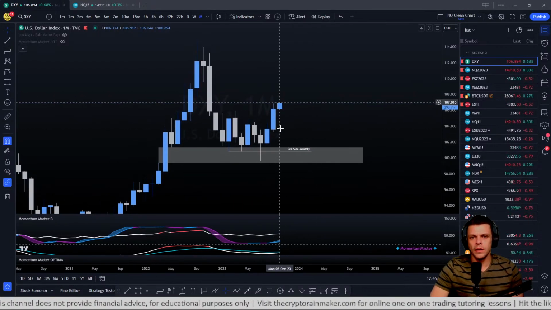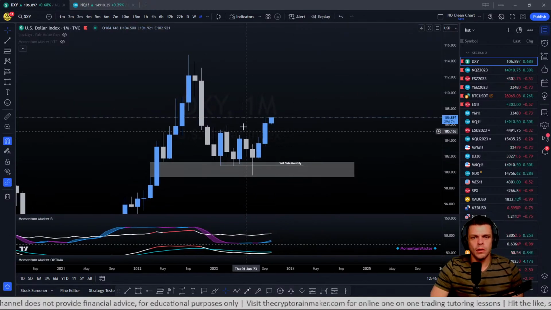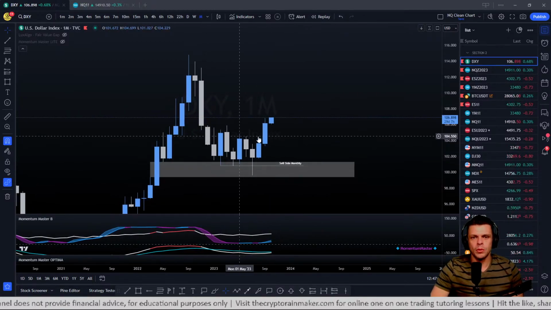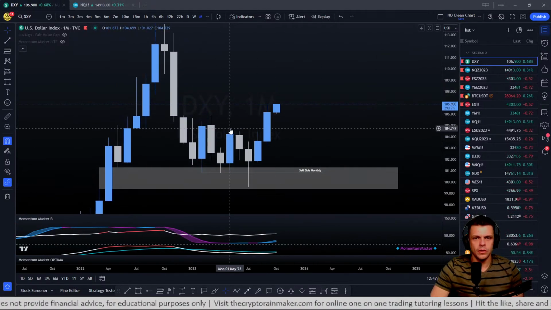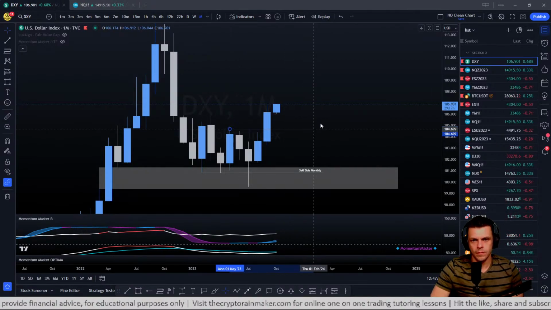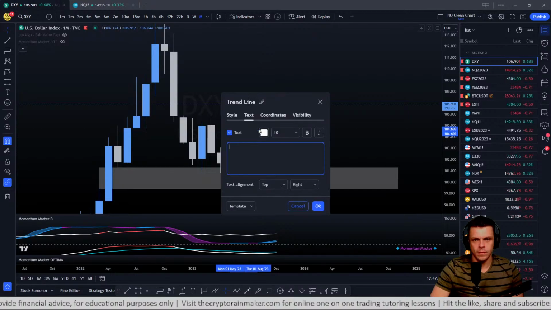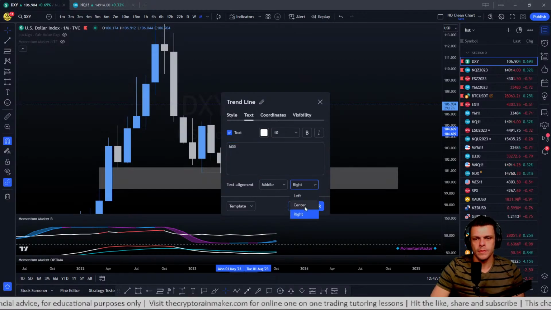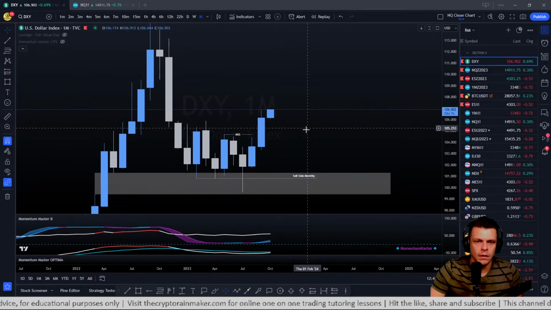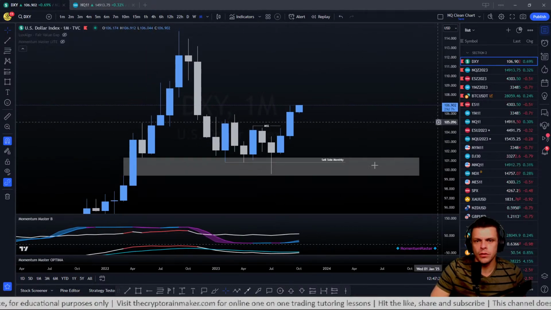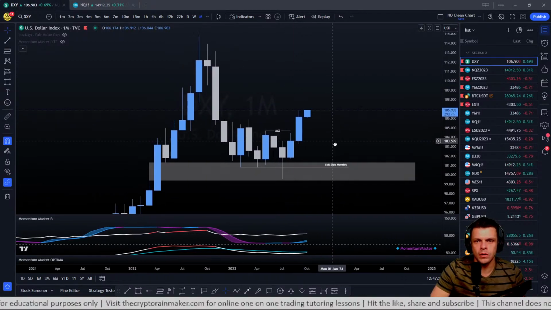Right, and then we have clear displacement to the upside. So on the monthly, we broke into bullish market structure. This would have been the very last lower high. Just call it MSS. Okay, so that's clearly displacement to the upside. So that is a bullish market structure shift after taking the sell side liquidity.